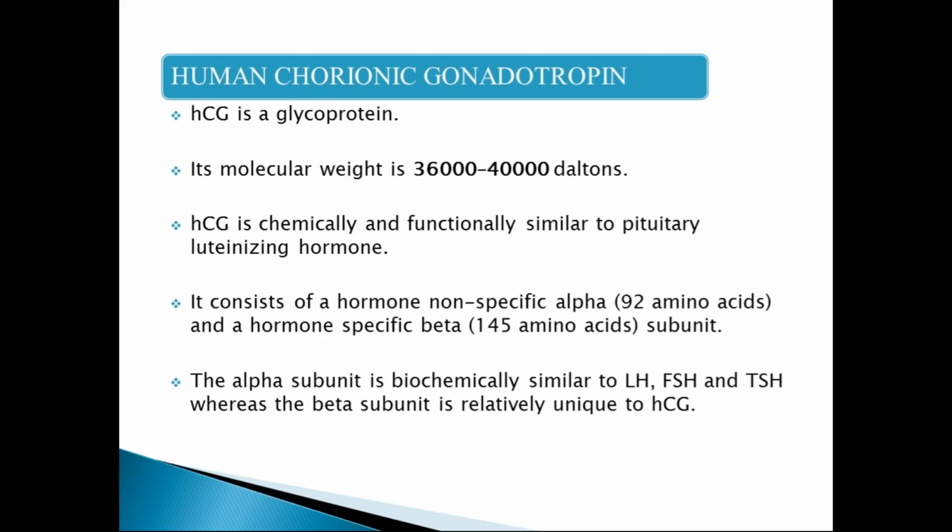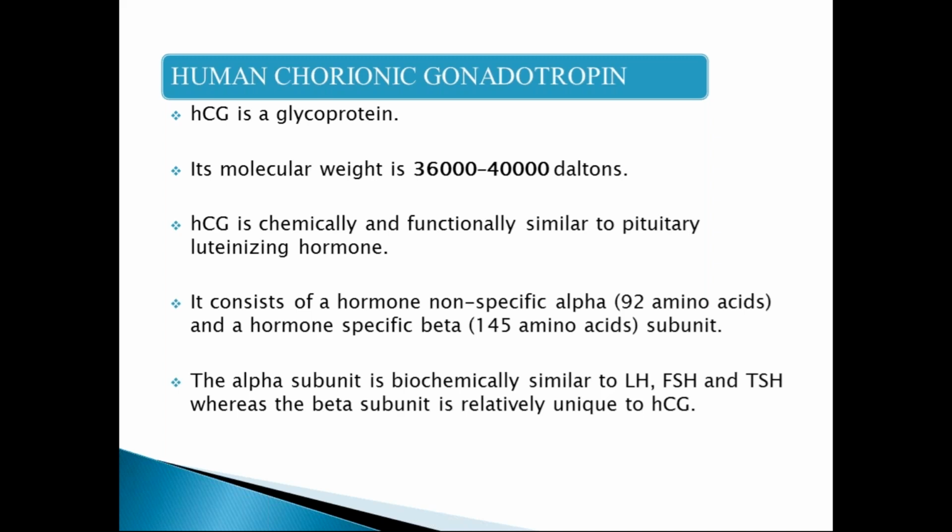The alpha portion, which is composed of 92 amino acids, is the non-specific part. Non-specific means there is similarity with other hormones as well. Luteinizing hormone, follicle stimulating hormone, and thyroid stimulating hormone all have this alpha 92 amino acid chain. So this is the non-specific part of human chorionic gonadotropin, and the specific part is made up of 145 amino acids, which we call the beta chain. So this beta subunit is relatively unique to HCG.